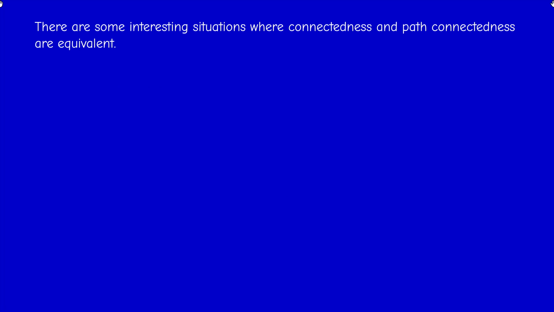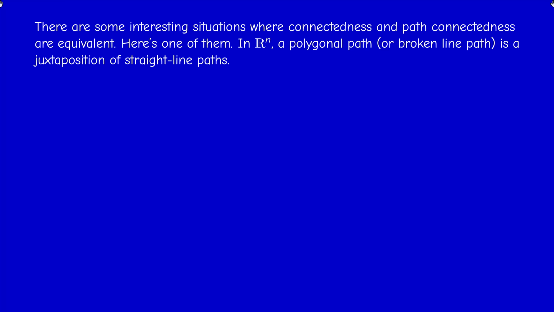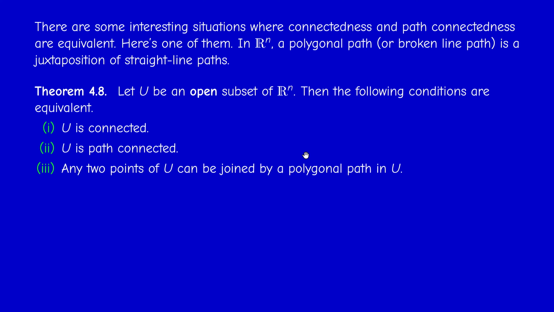Now let me end by an example where connectedness and path connectedness are equivalent. A polygonal path, or a broken line path in Rn, is just what we call a juxtaposition or composition of straight line paths: a straight line segment followed by a straight line segment with the same endpoint, and so on. So here's the result. If U is an open subset of Rn, then the following conditions are equivalent. 1, U is connected. 2, U is path connected, so any 2 points can be joined by a path. And 3, any 2 points of U can be joined by a polygonal path or by a broken line.